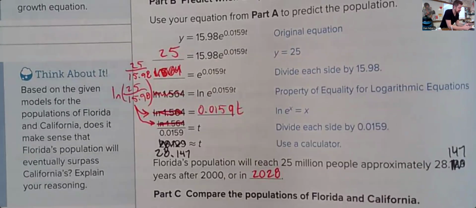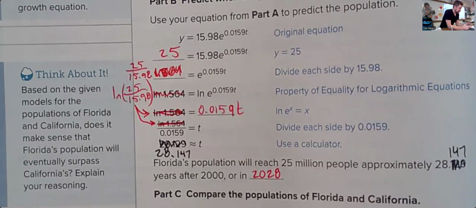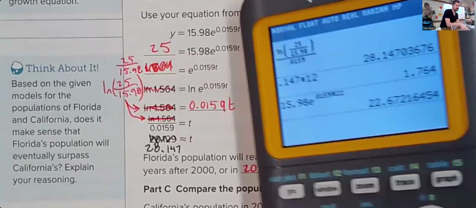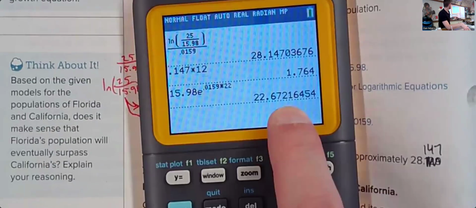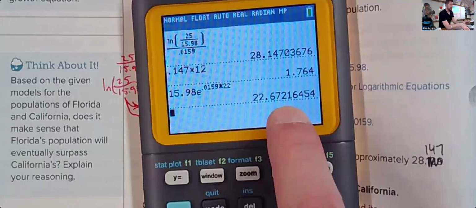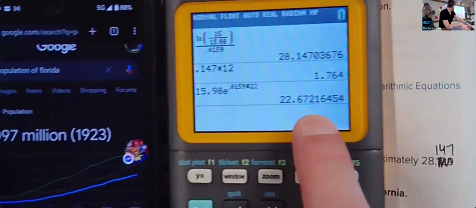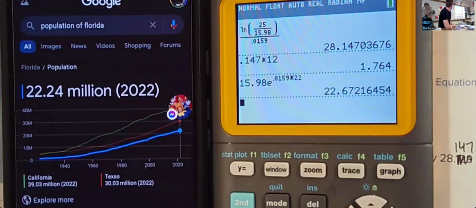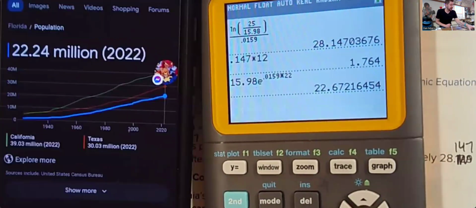I'm just going to do that real quick. 15.98, 0.0159 times 22. Wow, that's actually not bad. So this is using the exponential function, and this is what the population actually was in 2022. So the estimation says it would have been 22.67 million, when in reality it was 22.24 million. It's about a 400,000 person difference. Not bad, starting in the year 2000. I'd say that's a pretty good model that was used.